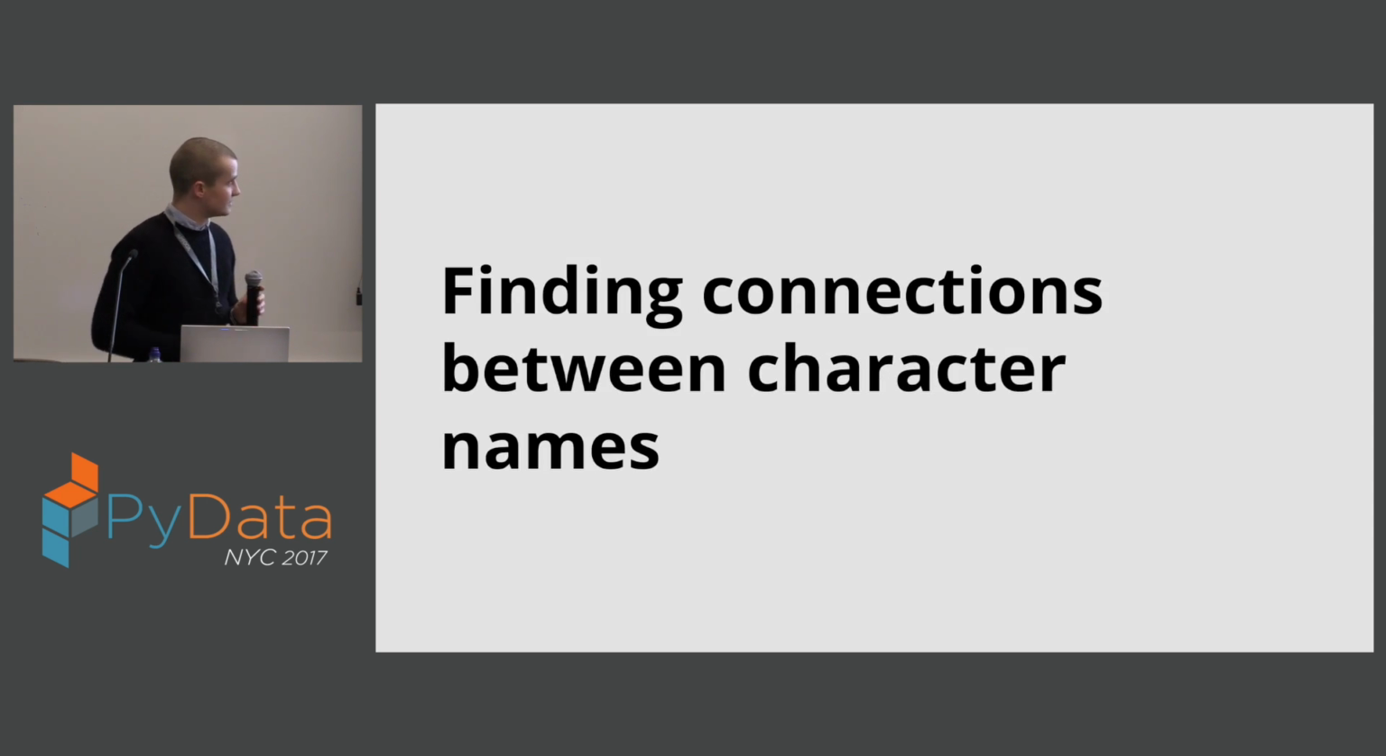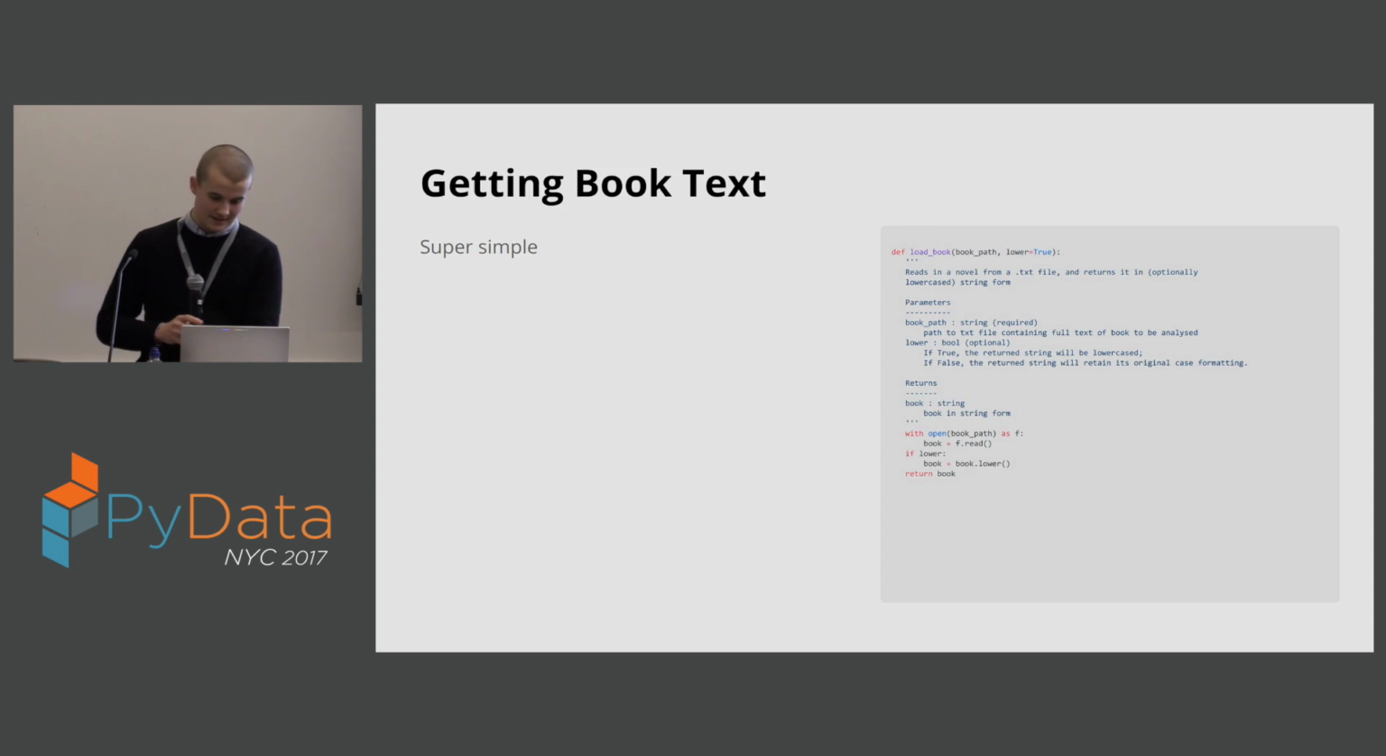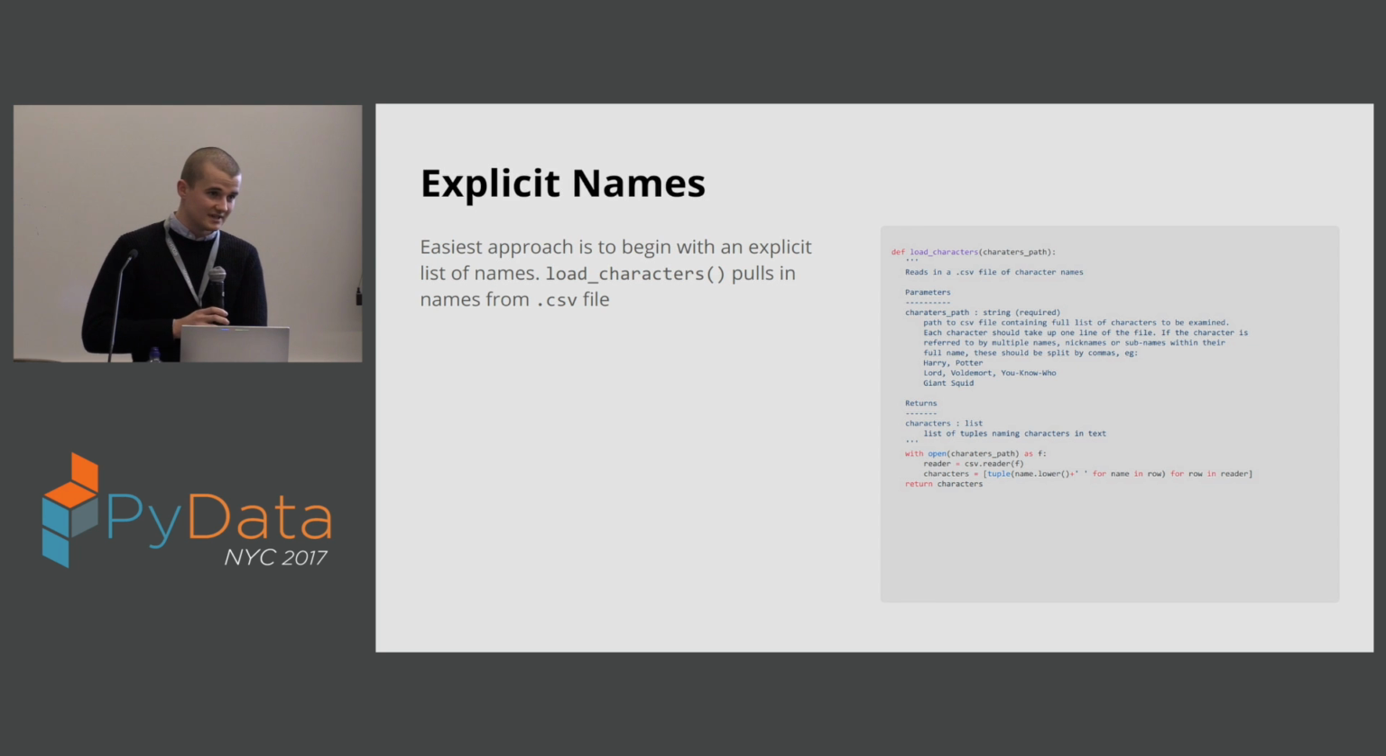So to start, we need to find connections between character names. That involves scraping a load of text from a novel and taking names. First, loading in a book is super simple. Code is on the screen. Anyone can do that. Passing in a list of names. The easiest way to do this is to pass an explicit list of names to explicitly tell Bookworm who the characters are in your novel that you care about. And then from there you can go and build this network.